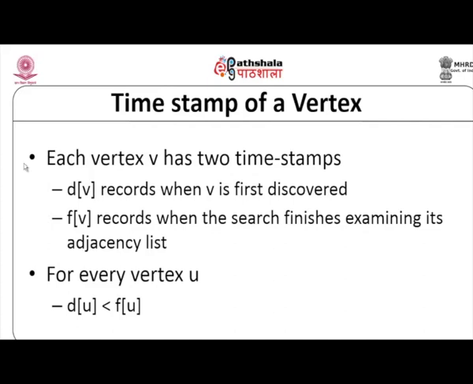Now, we will discuss something called a timestamp of a vertex also. Each vertex V has two timestamps: D of V, the time when the vertex V is first discovered, and F of V, which records when the search finishes examining its adjacencies, that is, all its neighbors have been examined. For every vertex U, the discovery time D of U will be less than the finishing time F of U.